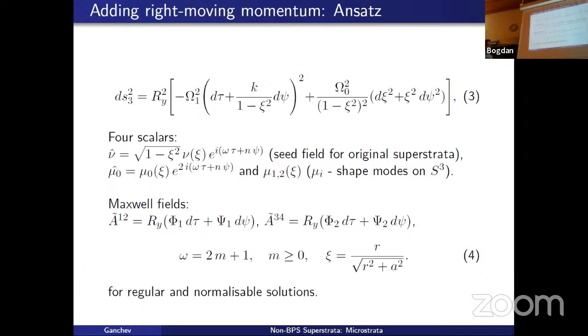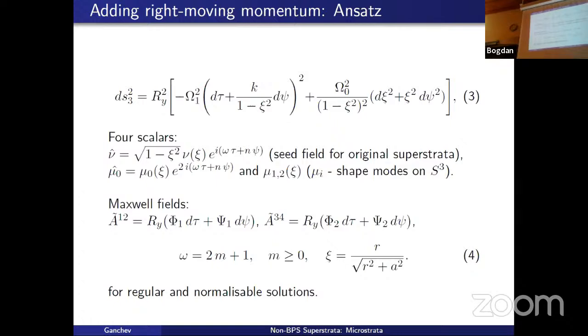Okay, good. So just to give you some idea of what we're dealing with, this is our ansatz for the solution in this situation. First we have a metric that depends on three functions: omega 1, omega 0, and k. We have also four scalars.